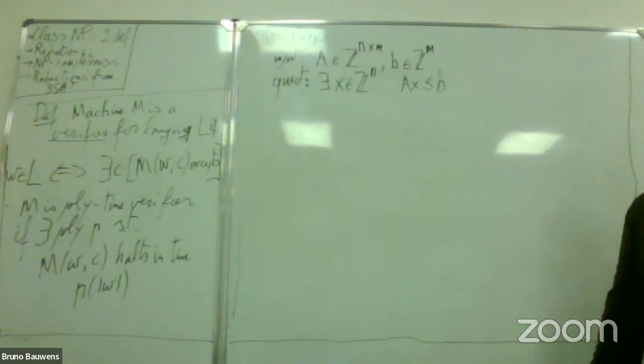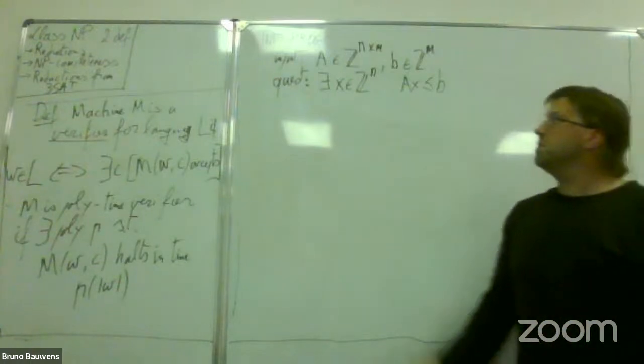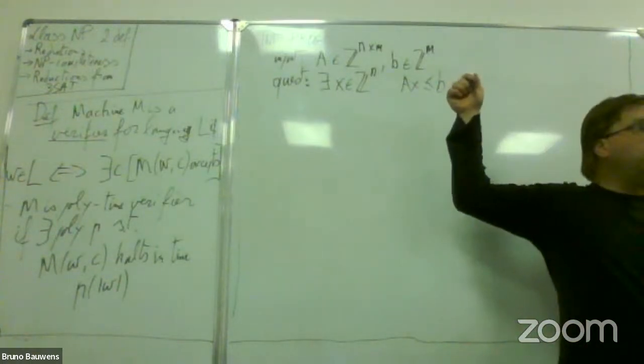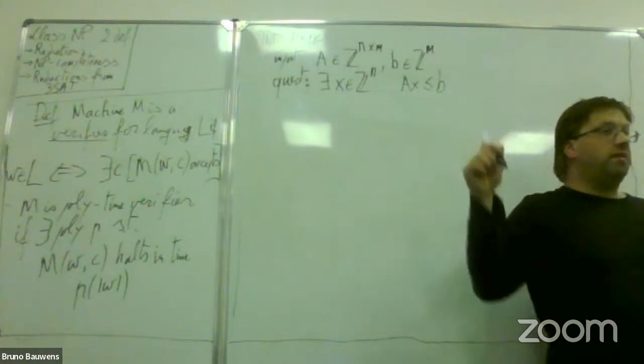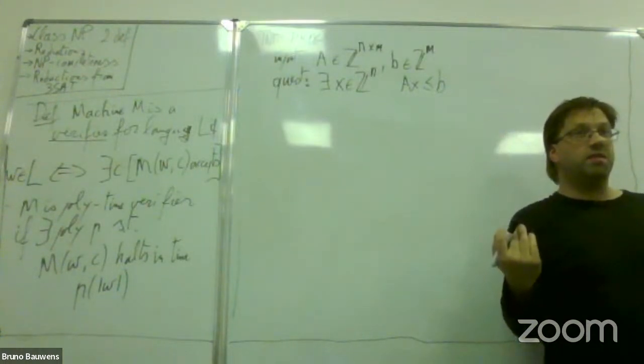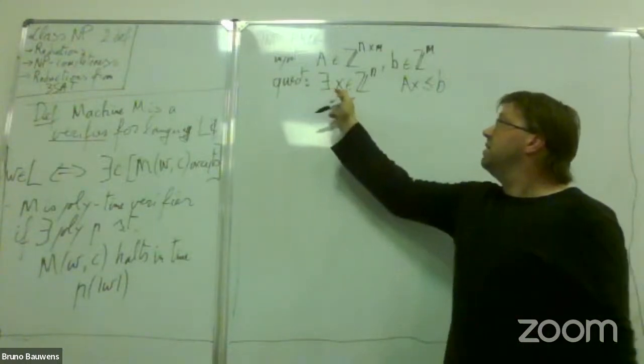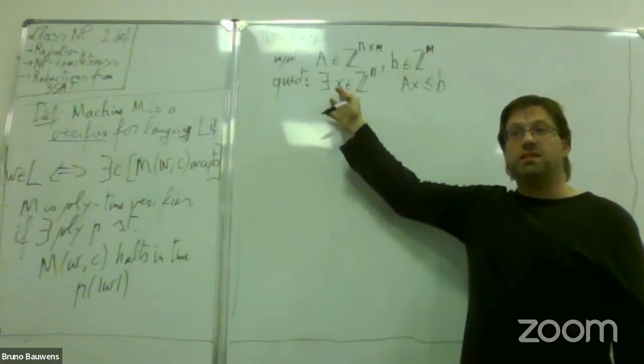This problem is also in NP, but it's far from obvious why it is in NP. And the reason why it is far from obvious is that we need an x with integer coefficients, but this x can be huge.